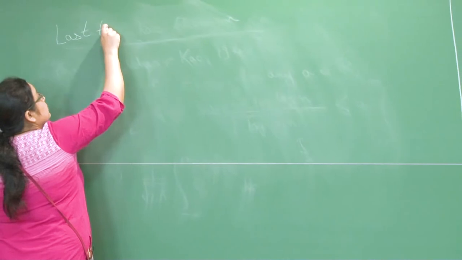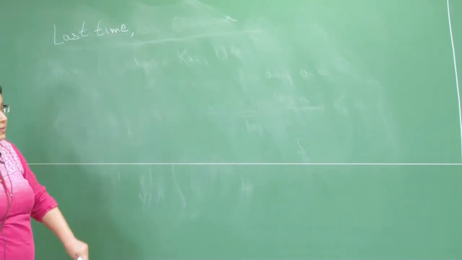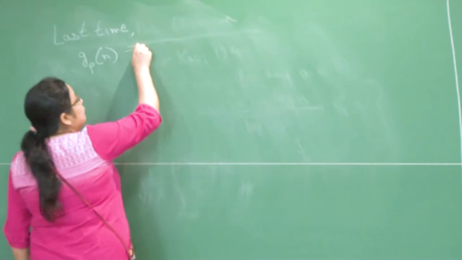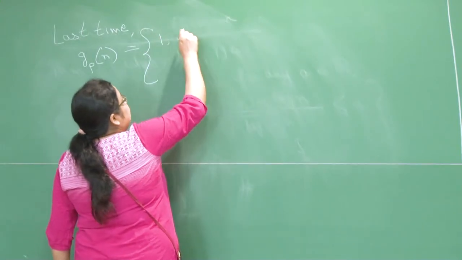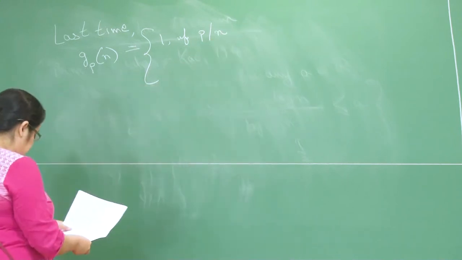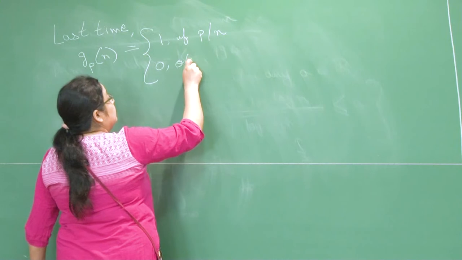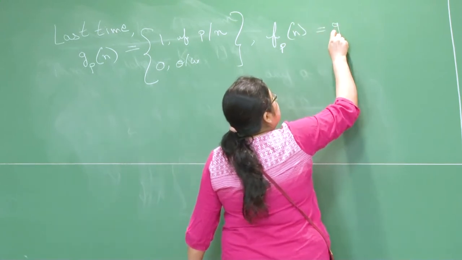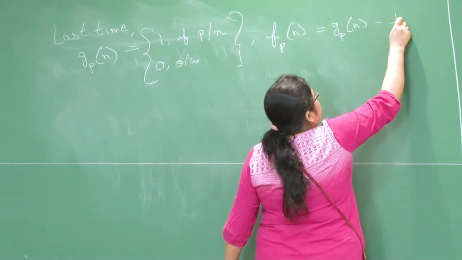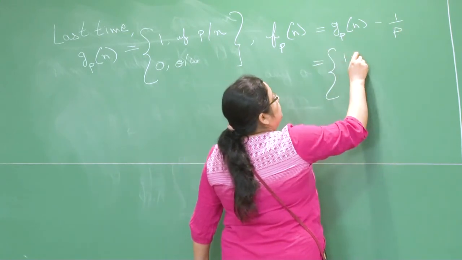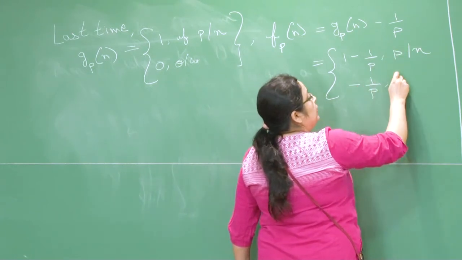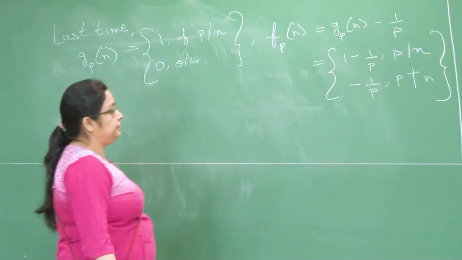So, what did we see last time? What were the number theoretic functions and the random variables that we had constructed last time? So, you take this following function. For a prime p, define g sub p of n to be equal to 1 if p divides n and 0 otherwise, and define f sub p of n to be equal to g sub p of n minus 1 over p. So, this is 1 minus 1 over p if p divides n, and just minus 1 over p if p does not divide n. Okay.